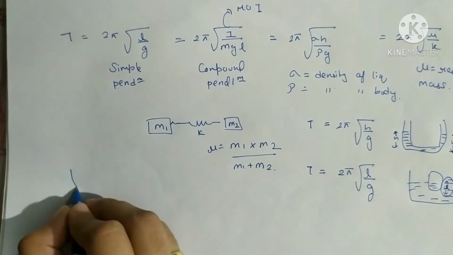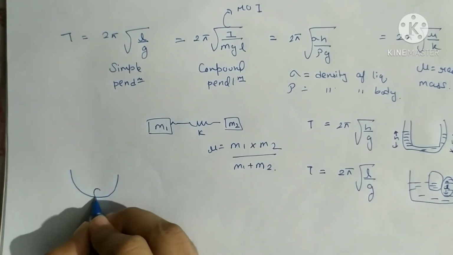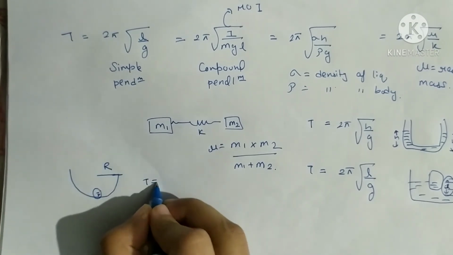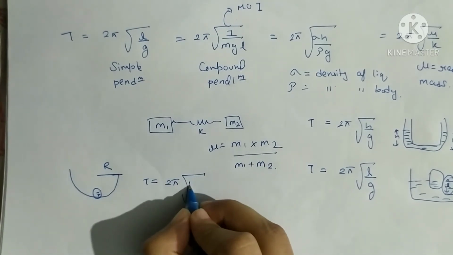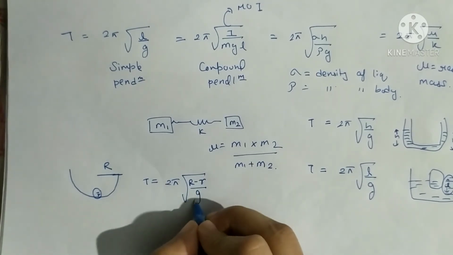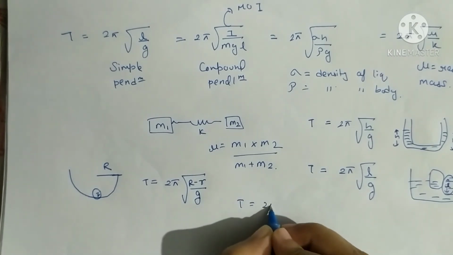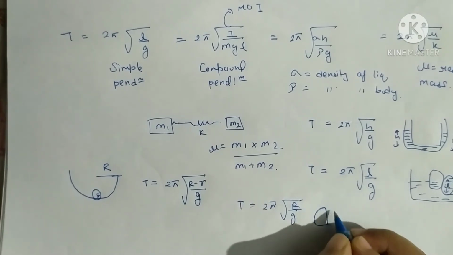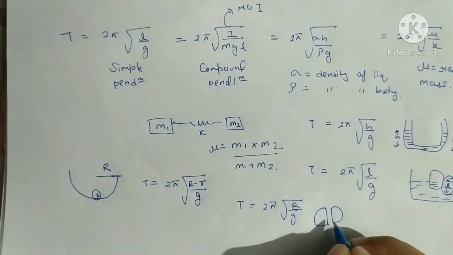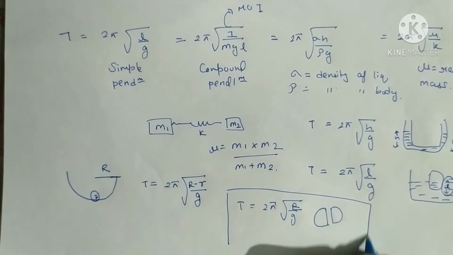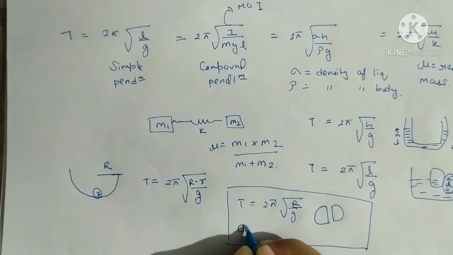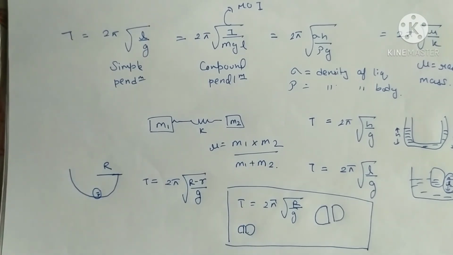When a body of radius small r is kept in a spherical ball of radius capital R, then T is equal to 2 pi under root capital R minus small r upon g. T is equal to 2 pi under root R upon g when the body is passing through a tunnel in the earth. Tunnel does not mean it will pass only through the center. It might pass from one side. It's not a big deal.